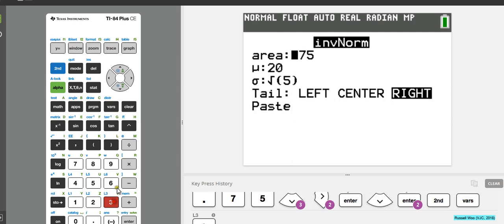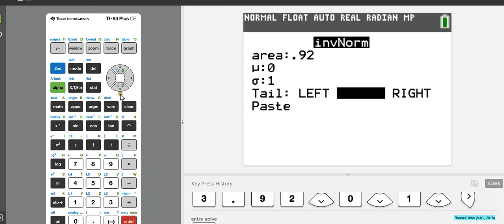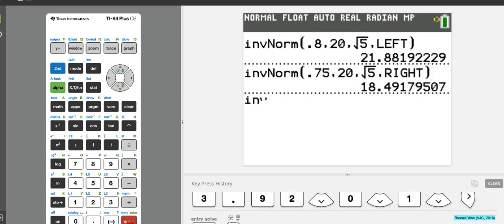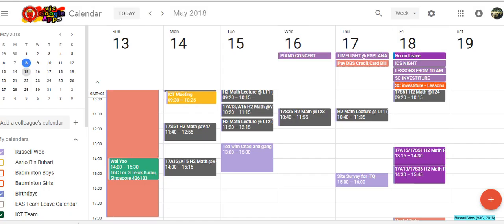Very quickly. Area is 0.92. You want the center area 0.92, symmetrical area. Mean is 0, standard deviation is 1. Now this time you choose center. You press enter. What will you get? You will get from minus 1.75 to 1.75. So which means C must be 1.75.